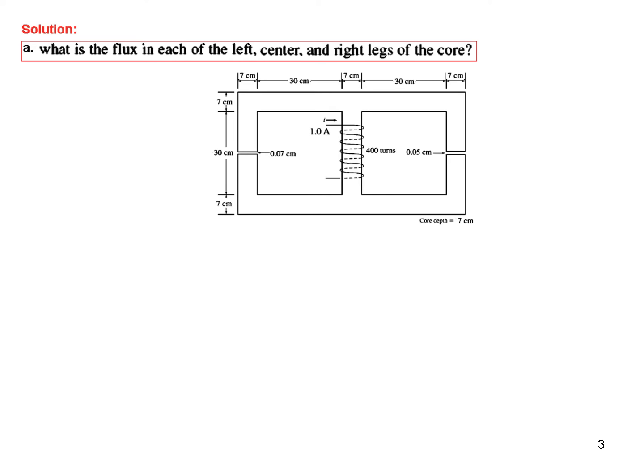Now just keep in mind that it is as if we are trying to find the current in each of the legs. Flux in magnetic material is just like current in the electrical circuits. What is given, or what we have to use, is the MMF, which is N into I. Here we can easily see it is 400 turns multiplied by 1. So if we know the MMF, we can find flux by MMF divided by reluctance, just like I is equal to V over R.